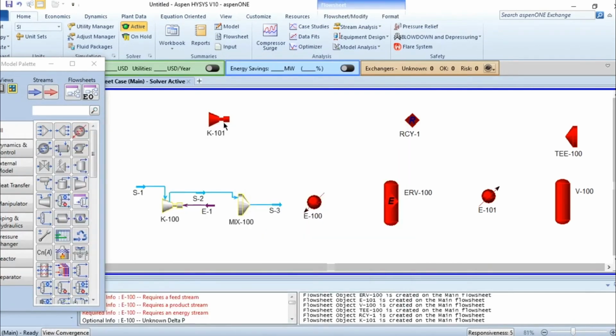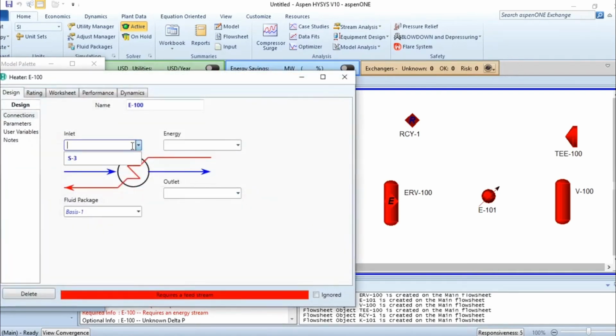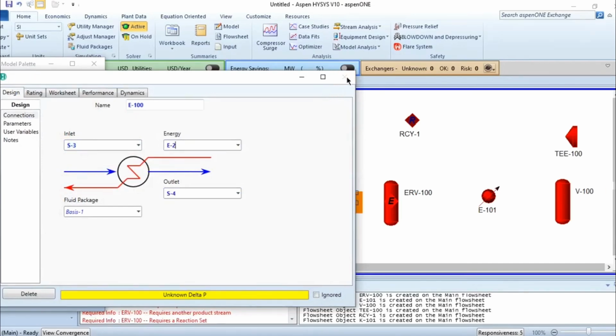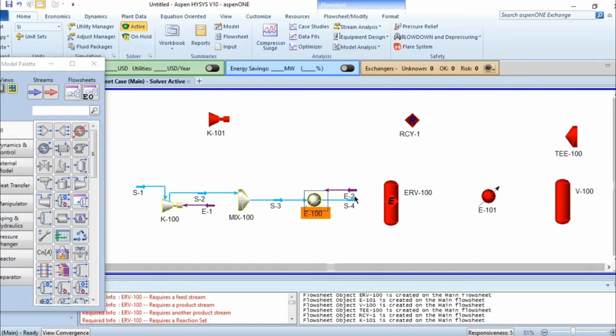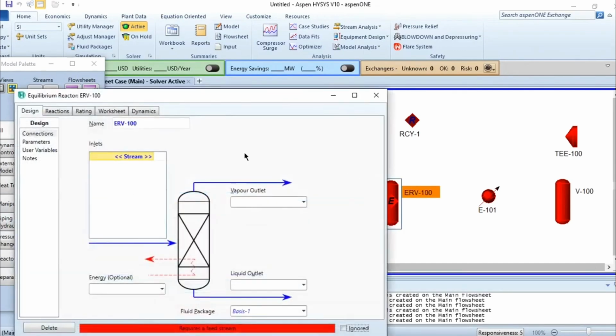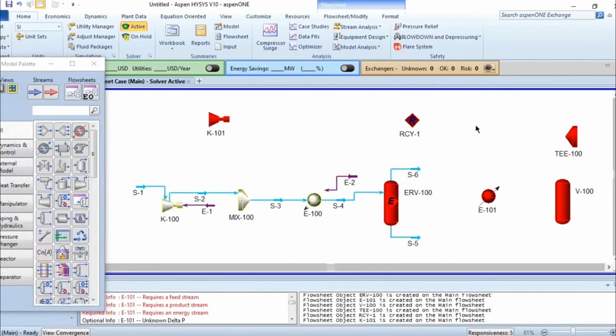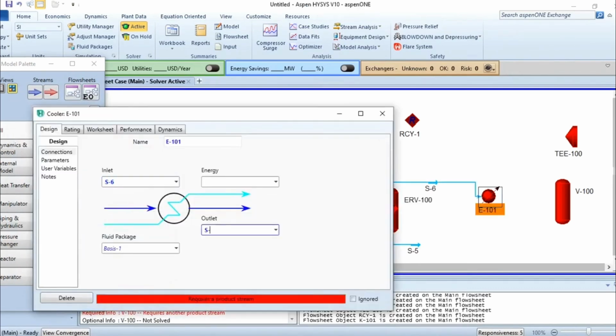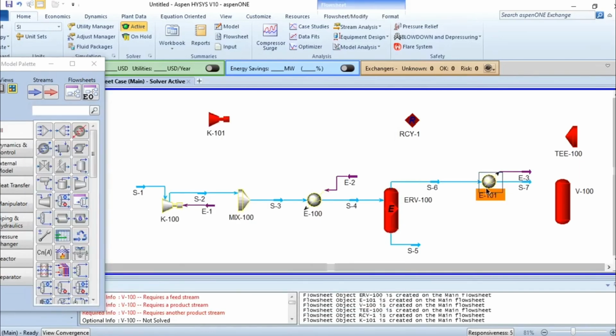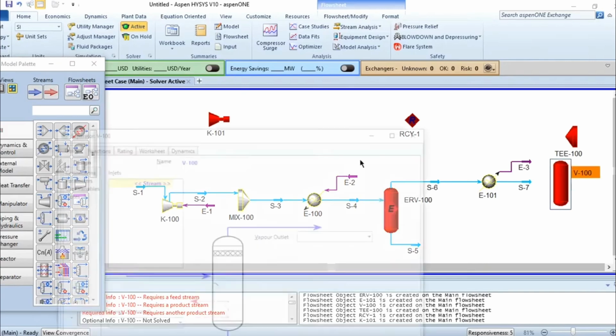We will add this stream later, and I will align it one by one as well. Then S3, S4, and E2, and again a bit aligned so that the flow sheet looks much better. Then S4 is added over here, S6 is vapor, S5 is liquid. Obviously it's a vapor phase reaction, so no liquid will be produced, but you have to show it. Then S6 is sent to the cooler, S7, and again align it, and your PFD should look much better for a good representation.